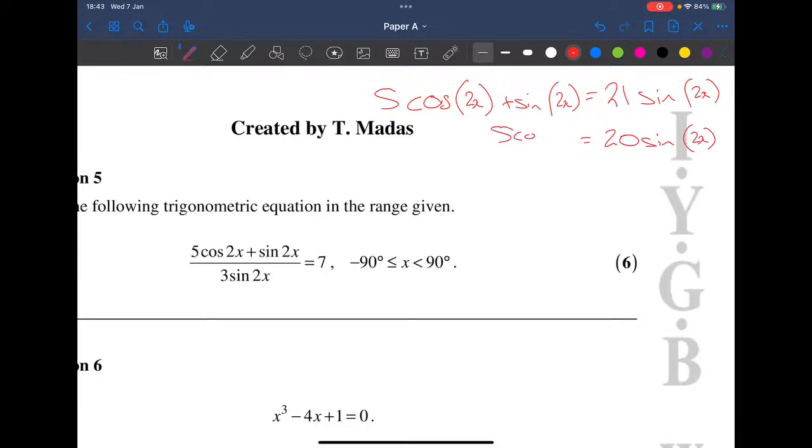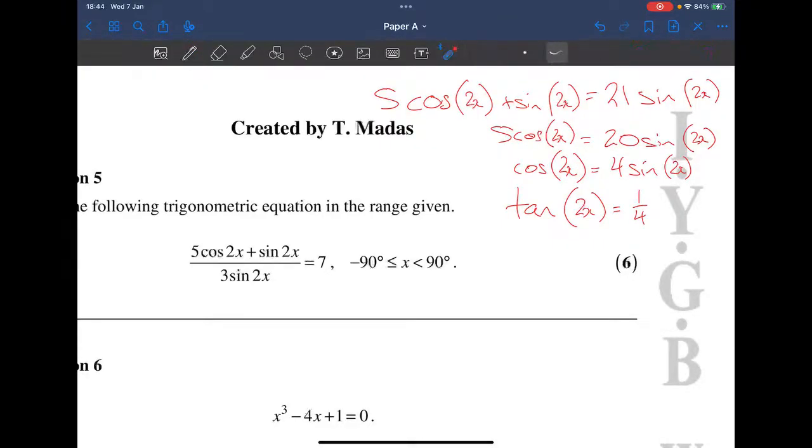Still equal to the 5 cos. Let's divide by a 5. So a single cos of 2x is now 4 times sine of 2x. And let's divide by a cos. We're going to do that so we get tan, and we'll divide by the 4 as well. So what we get for the final equation to solve: tan of 2x is equal to a quarter.